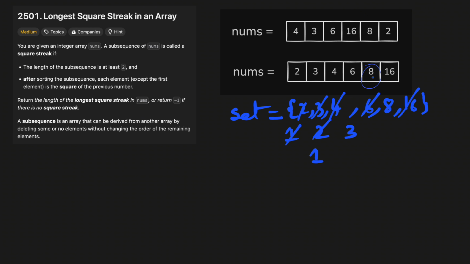Then we go to 8. We can see that 8 also exists in the set. So we remove it from the set and again our current streak length becomes 1. But 8 squared, that is 64, does not exist in the set. So our streak again ends.